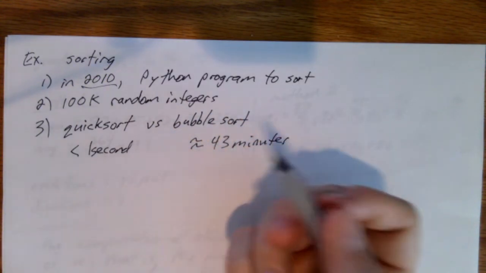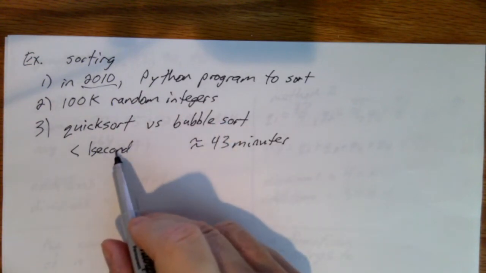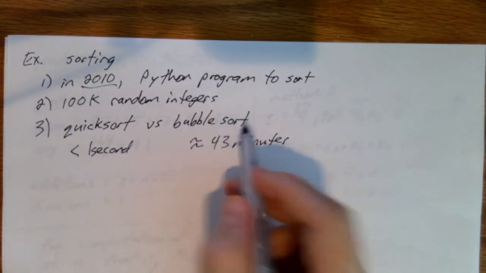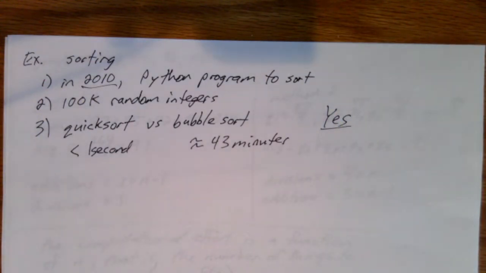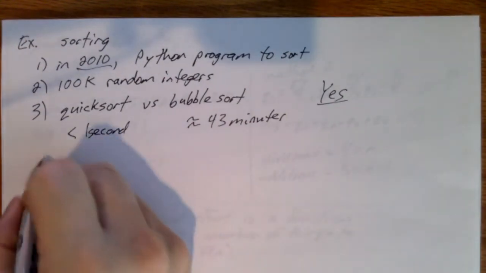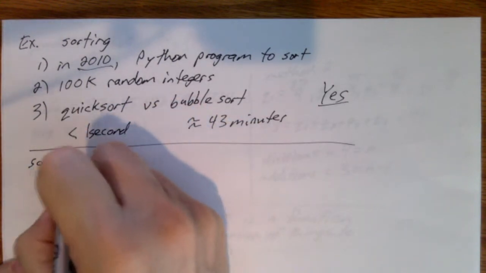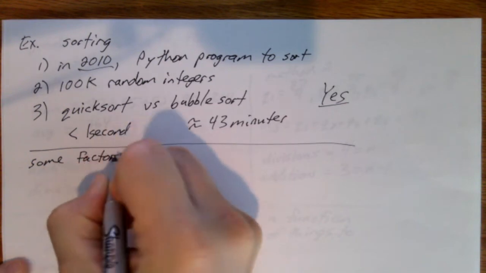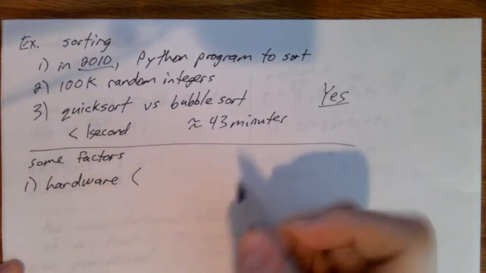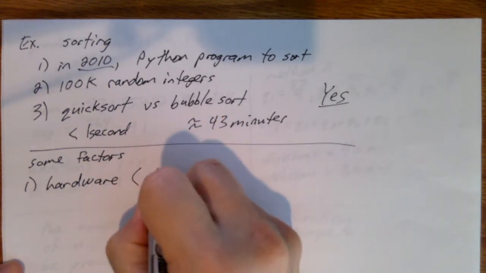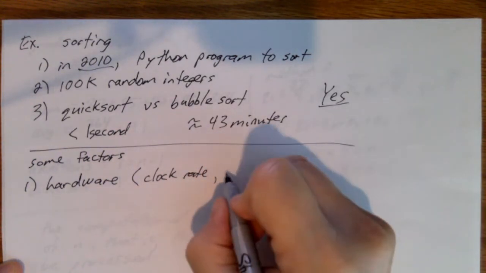So that leads to the question, could I know in advance that quicksort would probably be much faster, not just faster, but a lot faster than bubble sort? And the answer is yes. Okay? So how do I know that? Right. So there are a number of factors that affect performance, but some factors are, one, the hardware used. Okay? By hardware, we mean things like the clock rate. You may have a 4 gigahertz processor. The architecture.